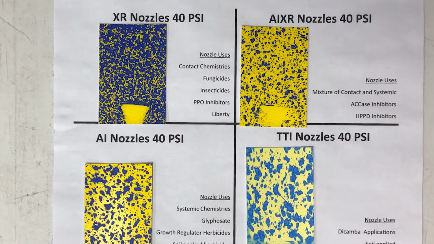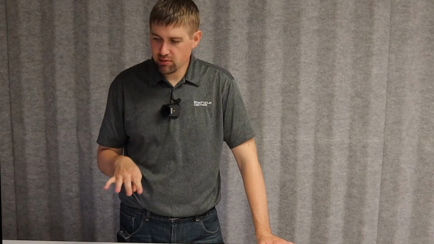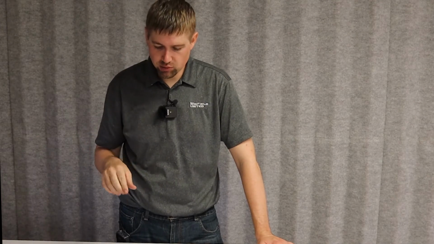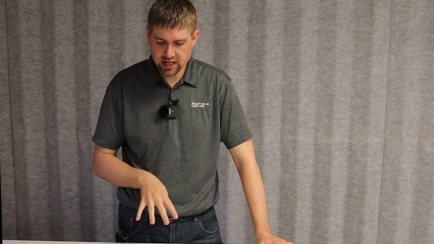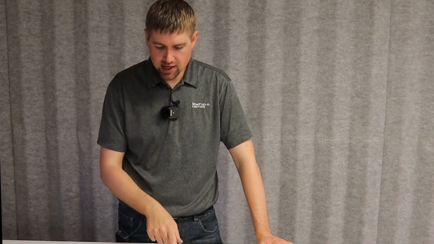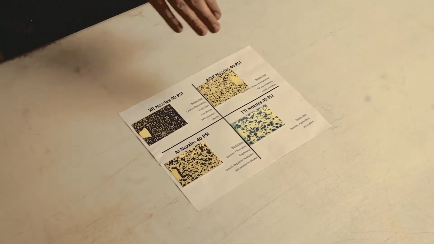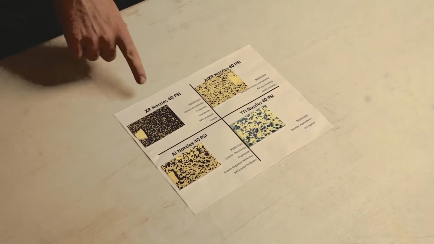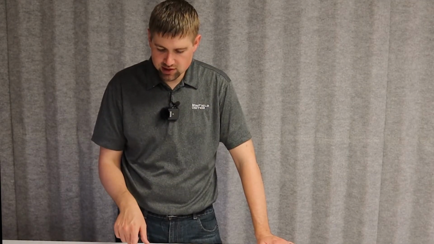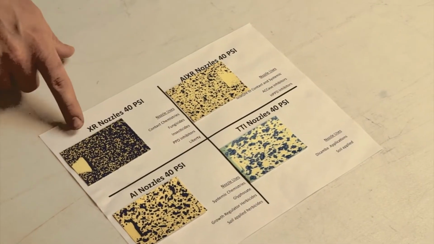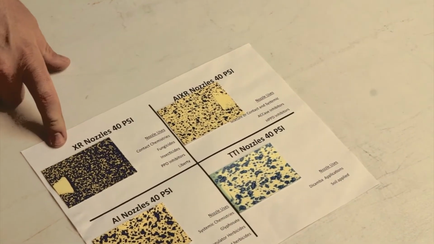So here are the results from our spraying demonstration outside. You can see here we have 4 different nozzle types, and we'll talk about all of the different nozzle types in a later section. But when you look at these 4 different nozzles, we have an XR, AIXR, AI nozzle, and a TTI, all going to a larger and larger droplet size. Now when you look at the XR, for example, it gives you really, really good coverage, but you also have an increased potential for drift.